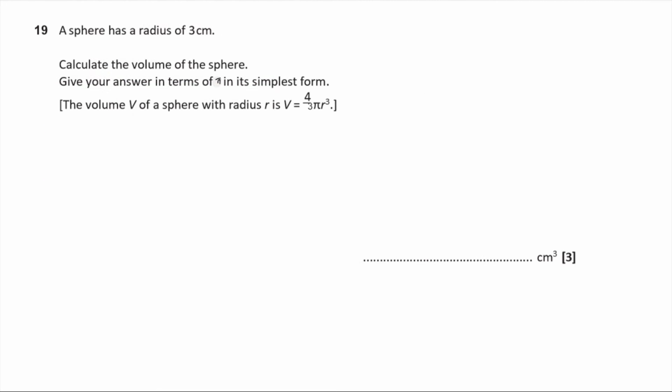Question 19. A sphere has radius 3 centimeters. Calculate the volume of the sphere. Give your answer in terms of pi in its simplest form. The volume V of a sphere with radius r is V equals 4/3 pi r cubed. Okay, so this is actually quite a straightforward question. We've been given the formula. We've been given the value that goes in the formula. We just got to take the formula and stick in the value we've been given, haven't we?